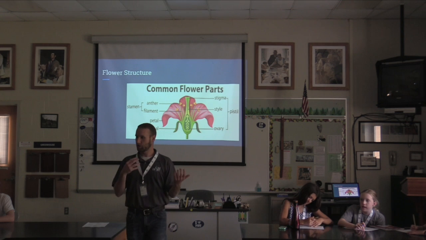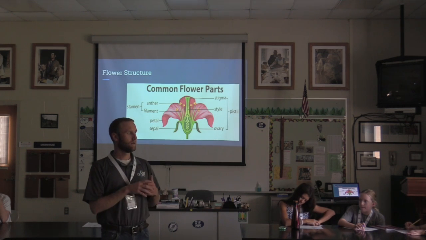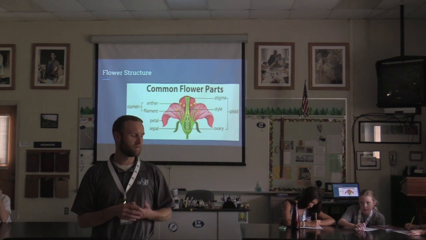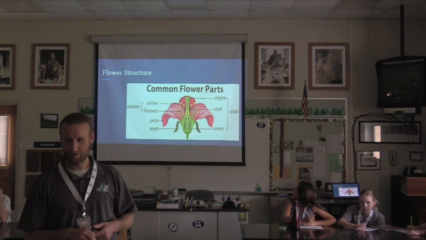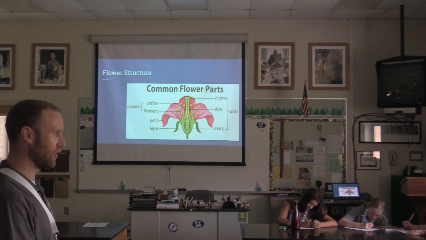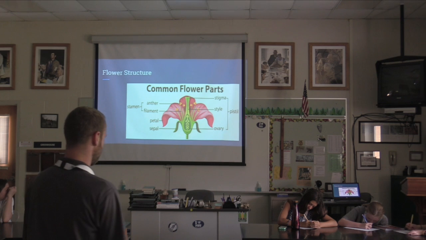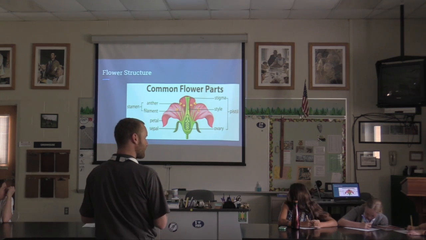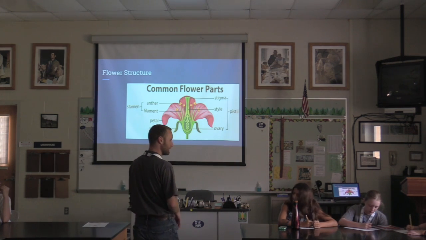We look at the male portion, we have the stamen, and that stamen is comprised of two parts, the anther and the filament. The filament holds the anther. And then the anther is where the pollen is actually produced.